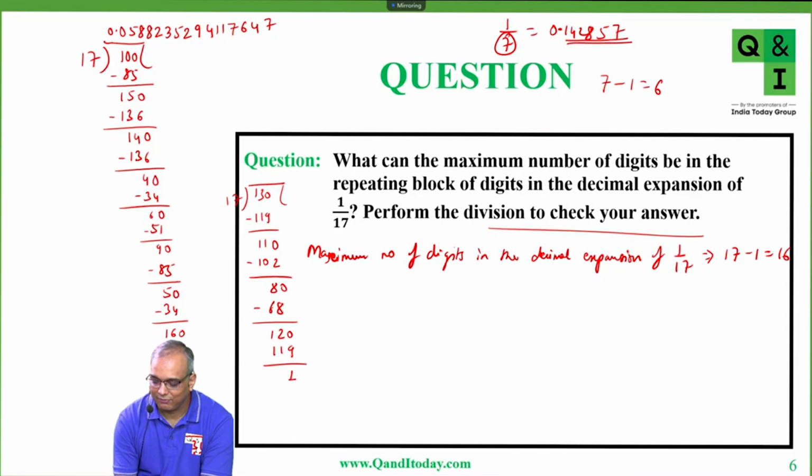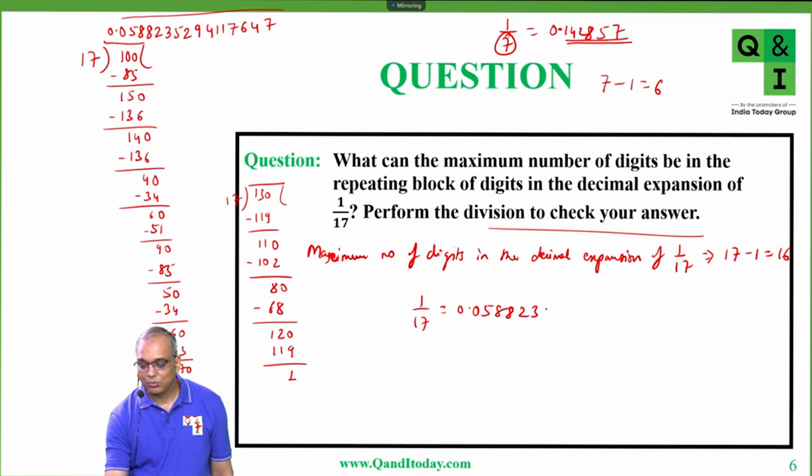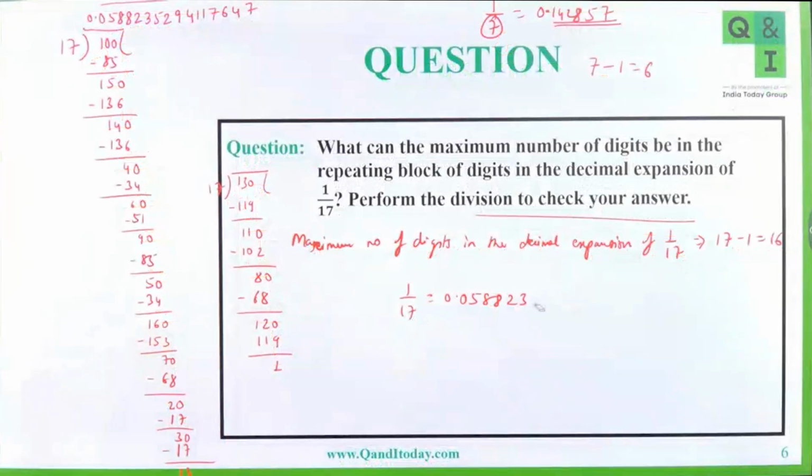And then we have again 1. So now once we have got 1, we have reached back to the same place. So these are the digits which are repeating. If you count it, you will have 4 plus 4, 8 plus 4, 12 plus 4, 16 digits. So 1 over 17 is 0.058823 529 411 7647, and this repeats.